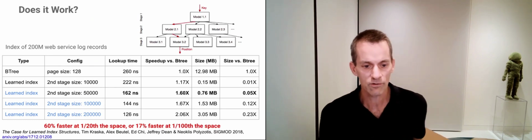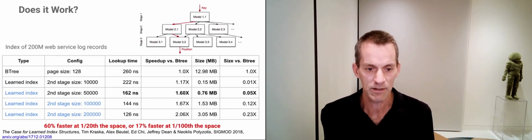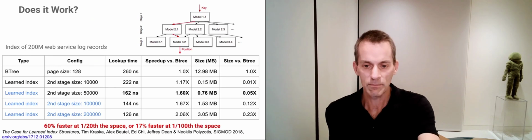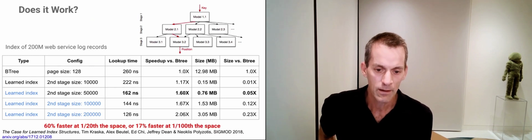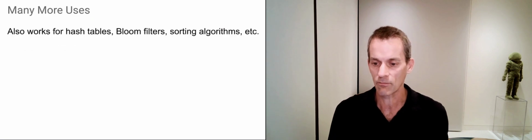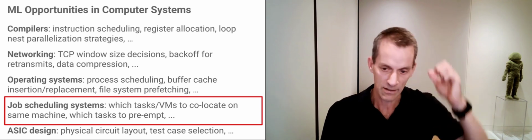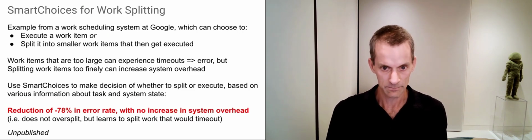And this is work published in 2018, where we showed that it actually works substantially better than a B-tree. You can make different kinds of trade-offs depending on the sizes of the model, but 60% faster at 1/20th the space of the conventional B-tree, or 17% faster at 1/100th the space. So that's pretty dramatic improvement, and you can really rethink what having an index means in your database system or whatever, because all of a sudden the trade-offs in terms of space and performance change dramatically.